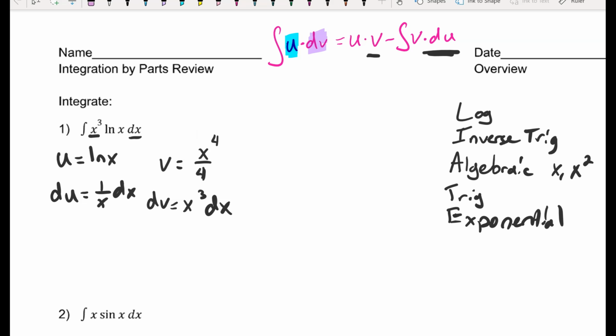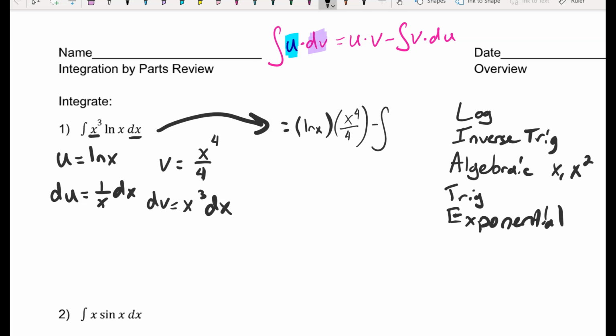So that's okay there. So now I'm going to start making my substitutions into this formula right here. So this integral is equal to u, which in our case is ln of x, times v, which we have as x to the fourth over 4, minus the integral of v, x to the fourth over 4, du, which is 1 over x dx.